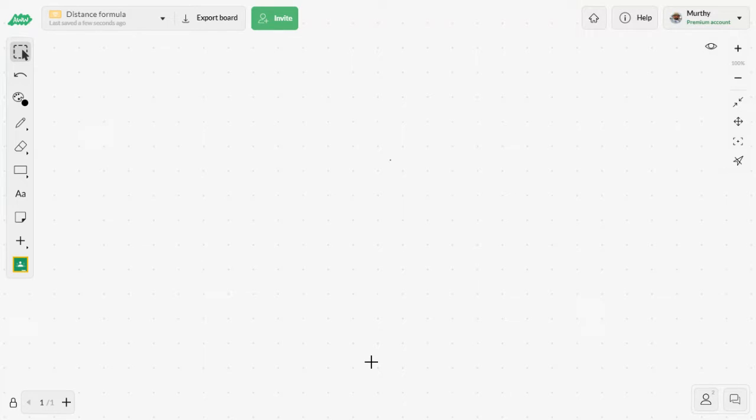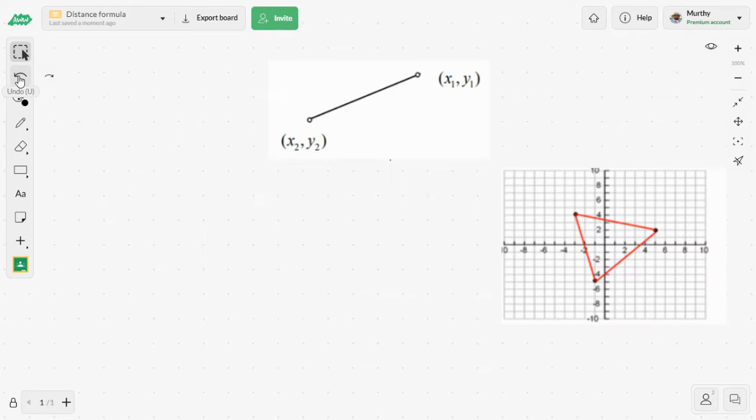In today's class, I'm going to explain how to find the distance formula and also how to use the formula. You may get a doubt, why should you learn to find the distance between 2 points?